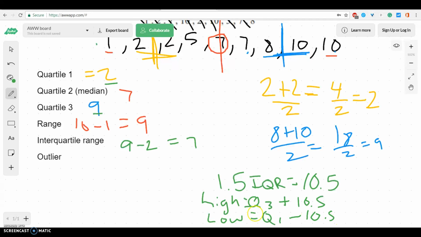Now in this case, our Q1 is 2, and 2 minus 10.5 is a negative number, so we don't have any negative numbers. And on the high end, that's 9 plus 10.5, which is 19.5, and we don't have any of those numbers, so we have no outliers. Okay? And again, that's how you check for outliers, or extremes. You take 1.5 times your IQR, you get that number, add it to your high end, subtract it from your low end to see what numbers you get to include. If you have any questions, please ask.